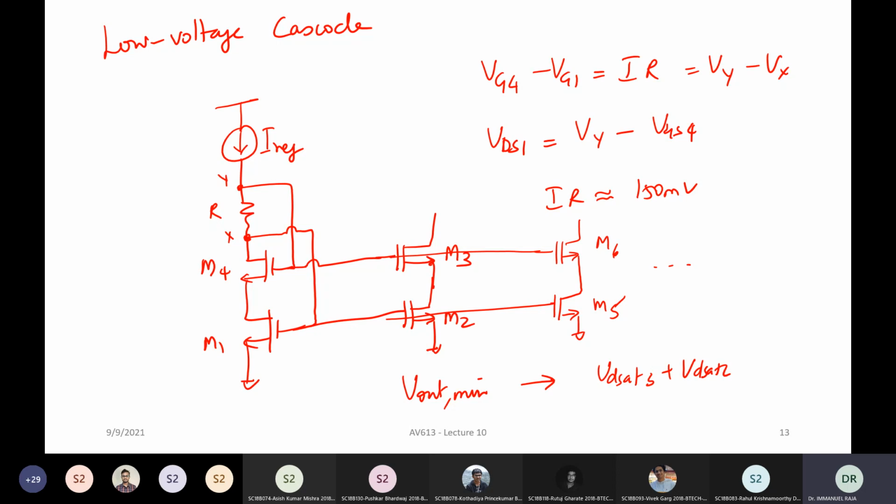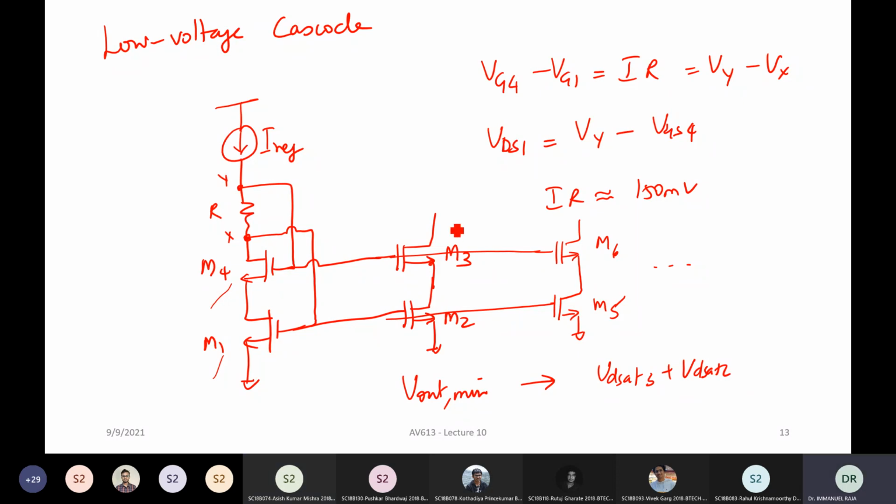Yes, that is true. I mean, if you want to reduce VGS, you can go and increase M1 and M4 sizes. Okay. If you increase the W/L ratio of M1 and M4, the VGS will come down to sustain the same amount of current. All right.